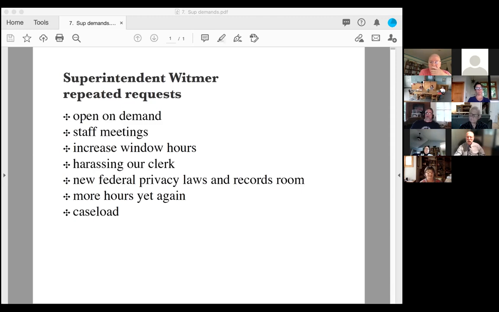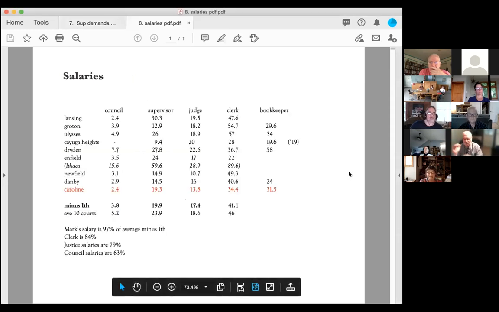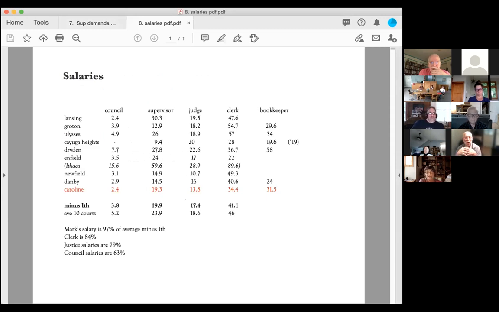And I do want to go to slide 8. The supervisor is earning an average salary. And if he earns an average salary, that tells me that Caroline's an average town. And I am at a loss to understand why he denies us the average salary that he pays himself. I concur with Judge Reinbold. The superintendent harbors irrational anger, and I ask him to recuse himself from future salary considerations.